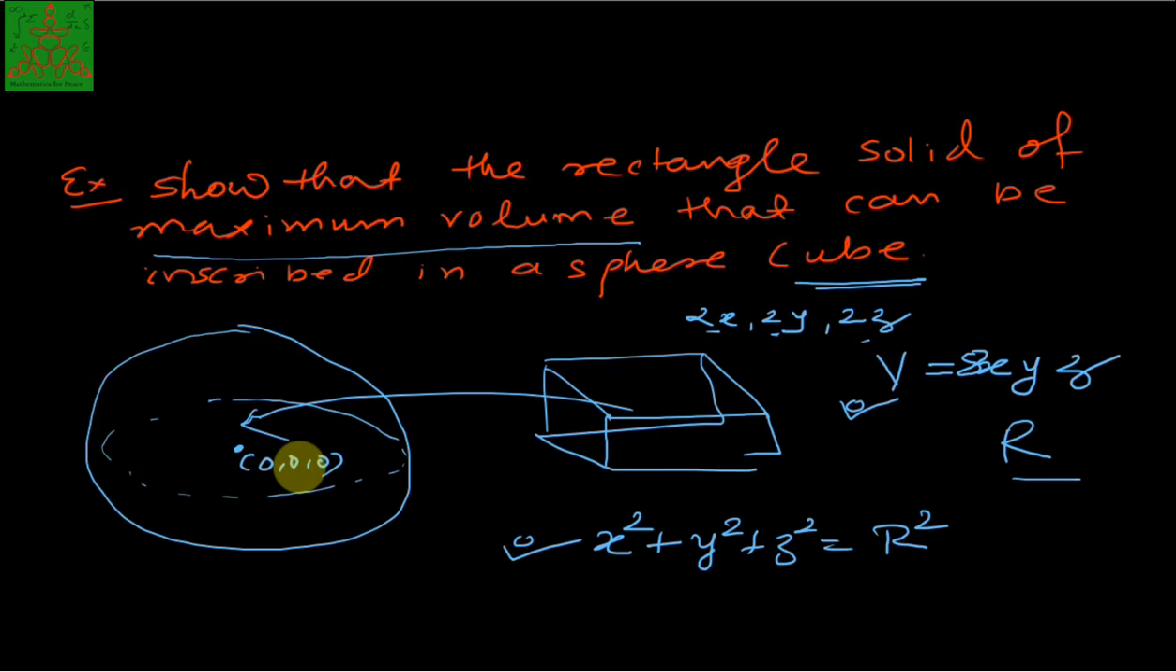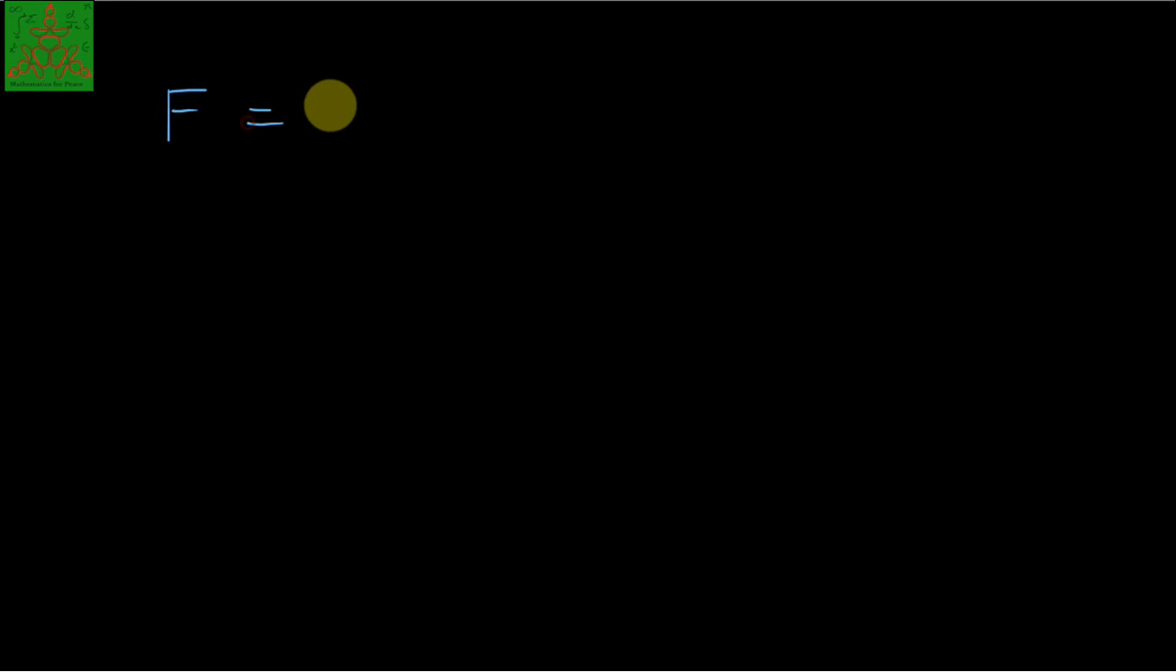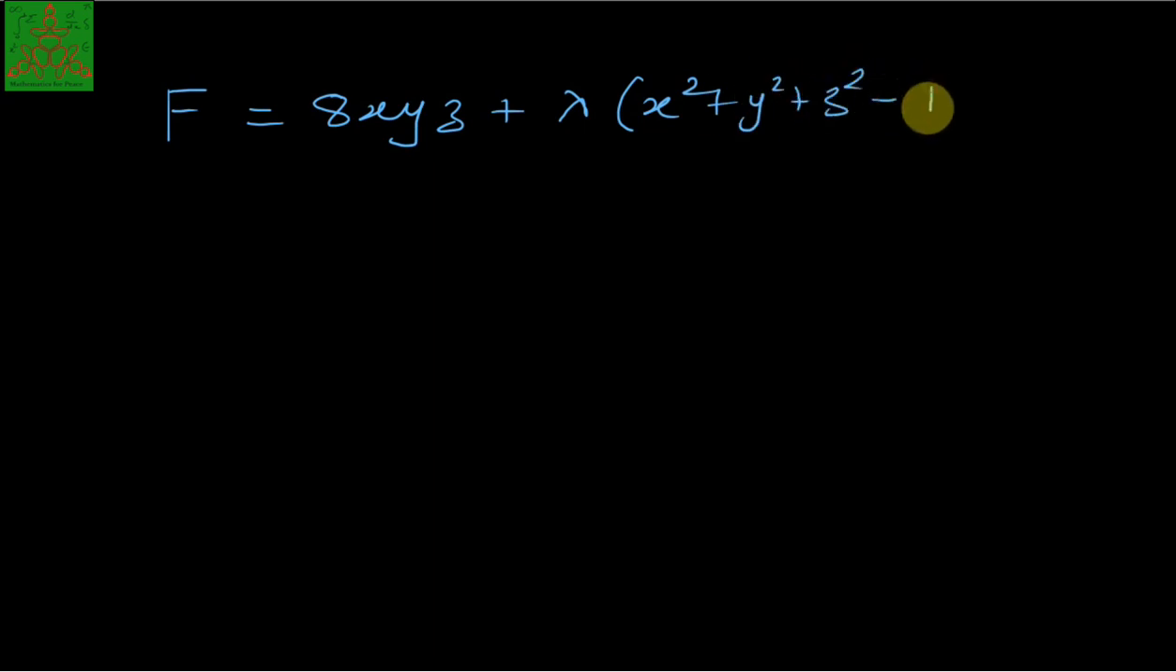Let us now solve this example, where this is your f of x, y, z and this is your phi of x, y, z according to the working rule for the Lagrange multiplier. So what is your capital F? It is 8xyz plus lambda into x square plus y square plus z square minus R square.